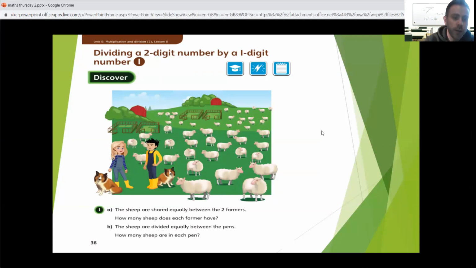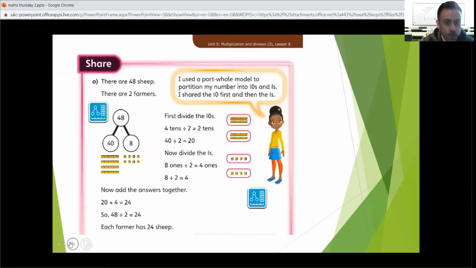Okay, so hopefully you've had a go at 1A and 1B. Putting them both together today because they are quite similar. So there's 48 sheep. You didn't have to count them. I told you. So 1A. Here we go. There are 48 sheep. There are 2 farmers. And what they've done is a part-whole model to partition the number first. So they've got a part-whole model here that looks like that.